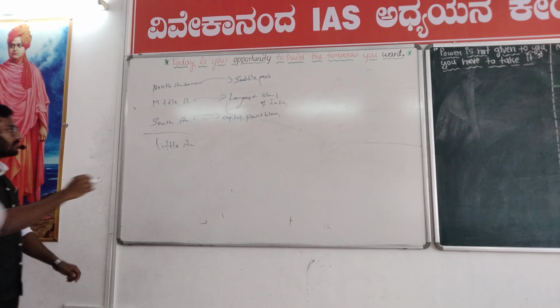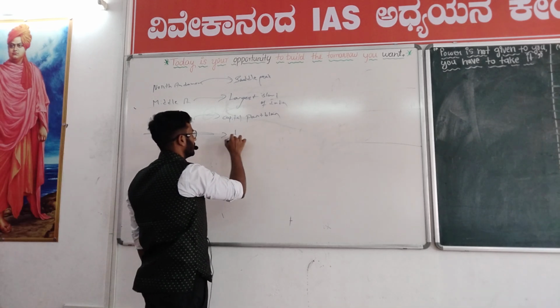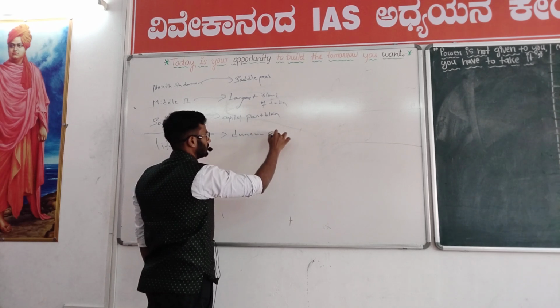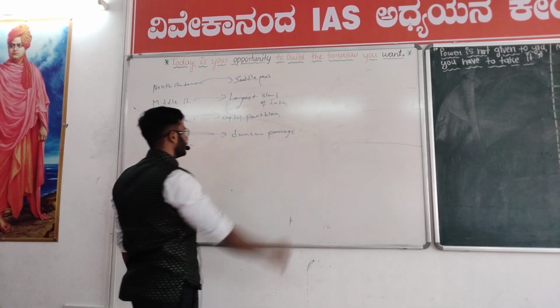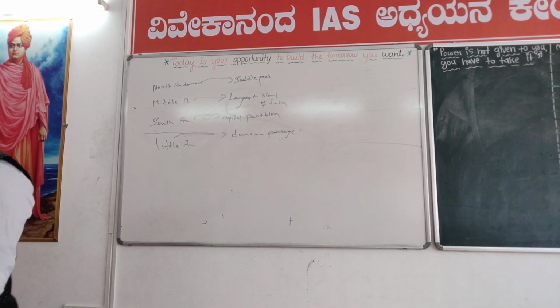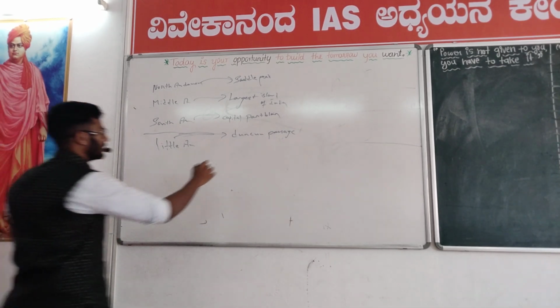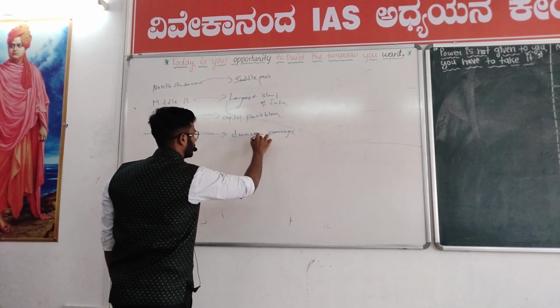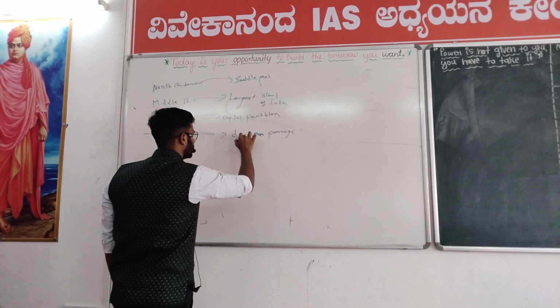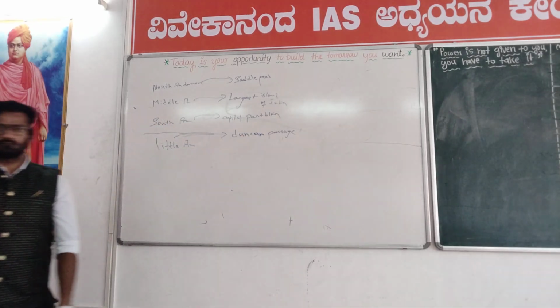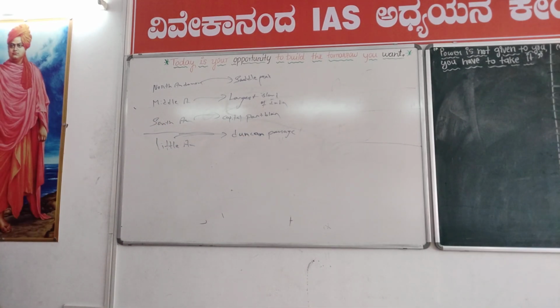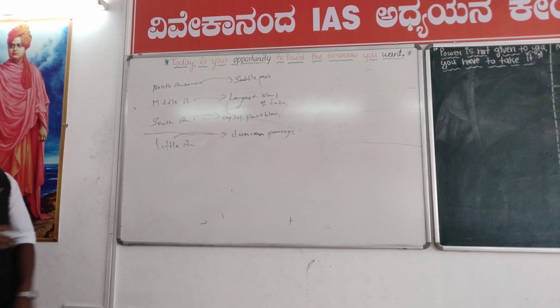There is a passage called Duncan Passage in between South Andaman and Little Andaman. We discussed it, right? Duncan Passage. And Little Andaman is the southernmost tip of Andaman.